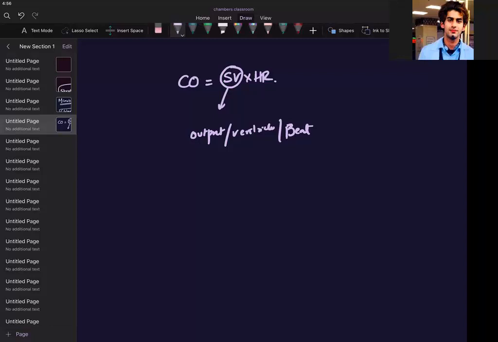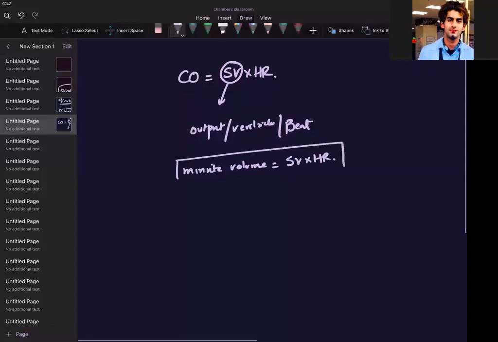So what does the minute volume become? Minute volume is equal to stroke volume into heart rate, isn't it? Minute volume is how much volume is being ejected per minute.